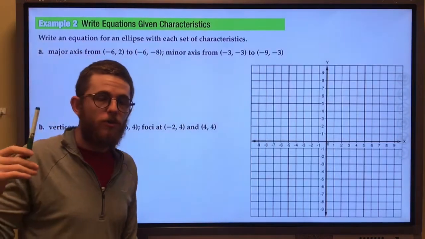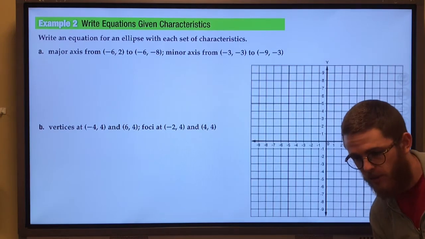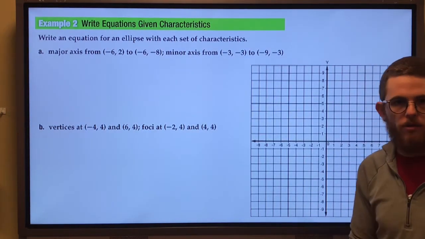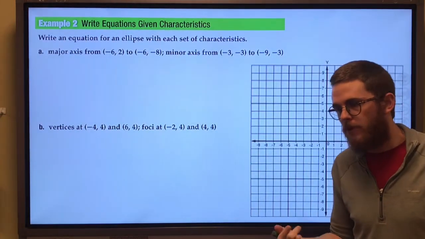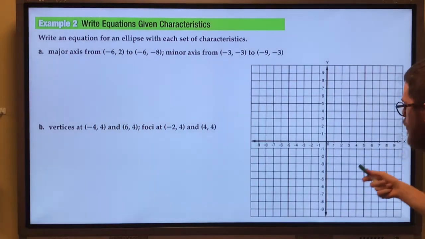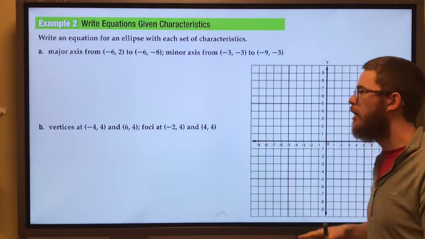Okay, we want to actually write the equation of the ellipse given our set of characteristics. So I have this coordinate plane here. We could probably do this without a coordinate plane, but it's going to make a lot more sense if I can show you what I would probably be typically doing in my head. I'll try to graph it out.